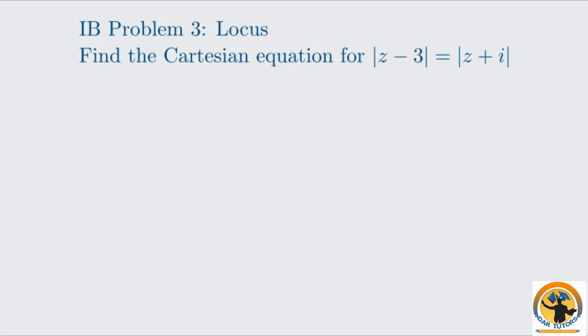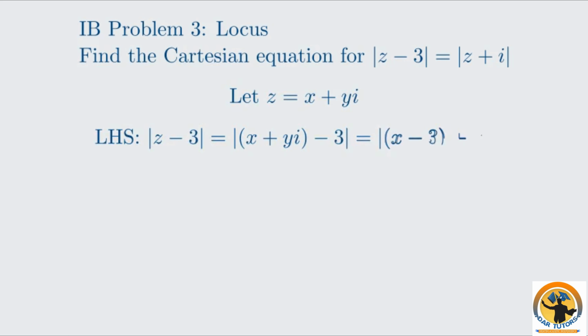Let's prove it algebraically. We'll start by letting z equal x plus iy. Substituting this into the left side of the equation, we get the modulus of x minus 3 plus iy. On the right side, we get the modulus of x plus i times y plus 1. The modulus of a complex number a plus bi is the square root of a squared plus b squared. Our equation is now root of (x minus 3) squared plus y squared equals root of x squared plus (y plus 1) squared.